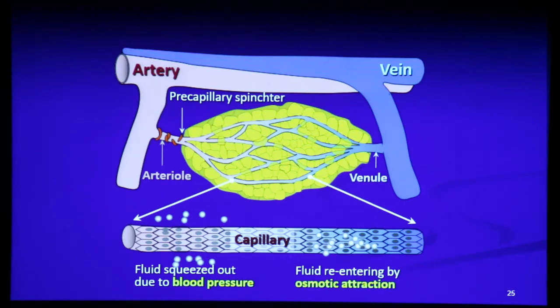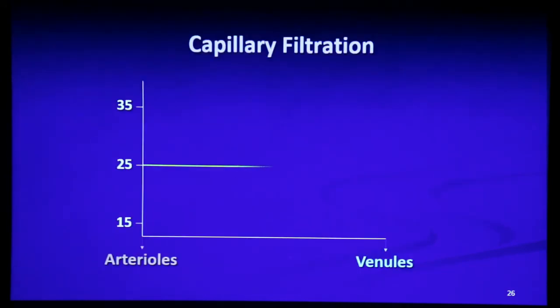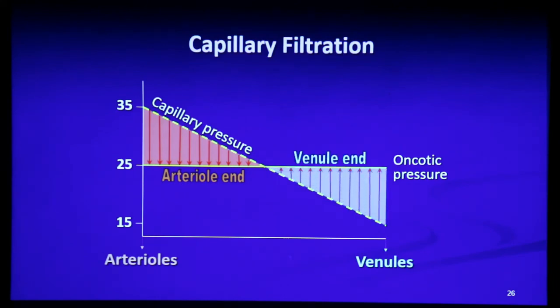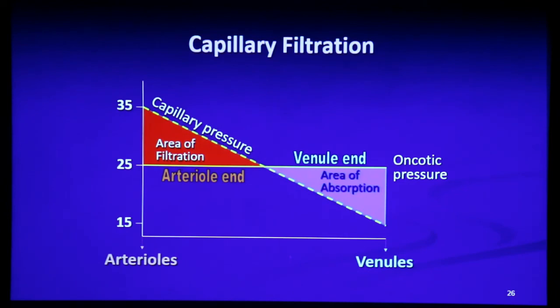So this is what Starling had described, which means that if you look at capillary filtration, the capillary pressure falls from the arteriolar side to the venular side, and there is an area of filtration and an area of absorption which is equal to each other.